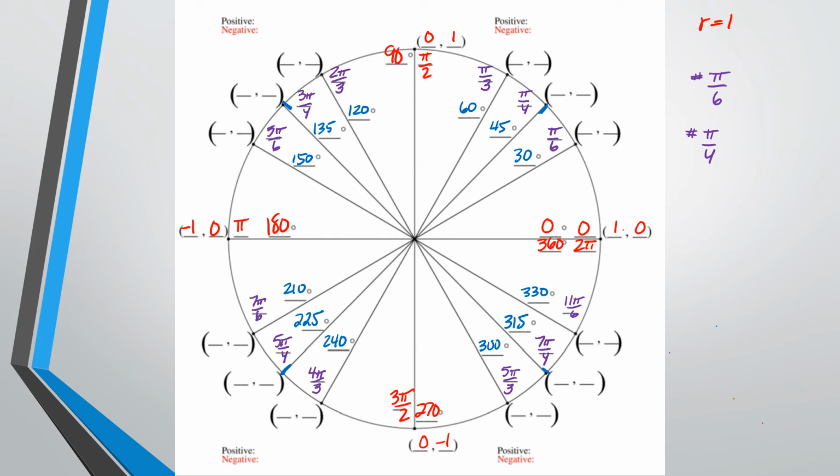All right, so I've got all of my angles filled in. Step 4 is we're going to figure out in which quadrants are things positive and negative.